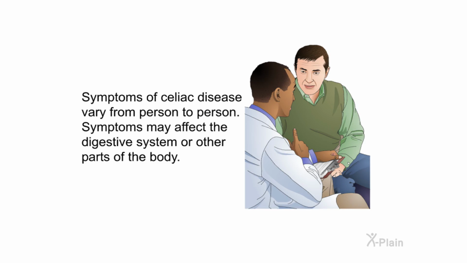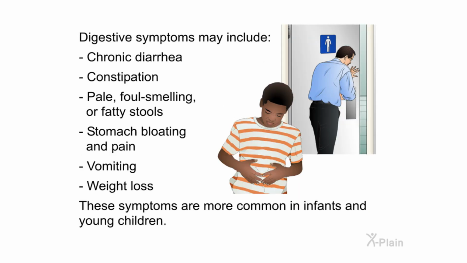Symptoms. Symptoms of celiac disease vary from person to person. Symptoms may affect the digestive system or other parts of the body. Digestive symptoms may include chronic diarrhea, constipation, pale, foul-smelling or fatty stools, stomach bloating and pain, vomiting, weight loss. These symptoms are more common in infants and young children.